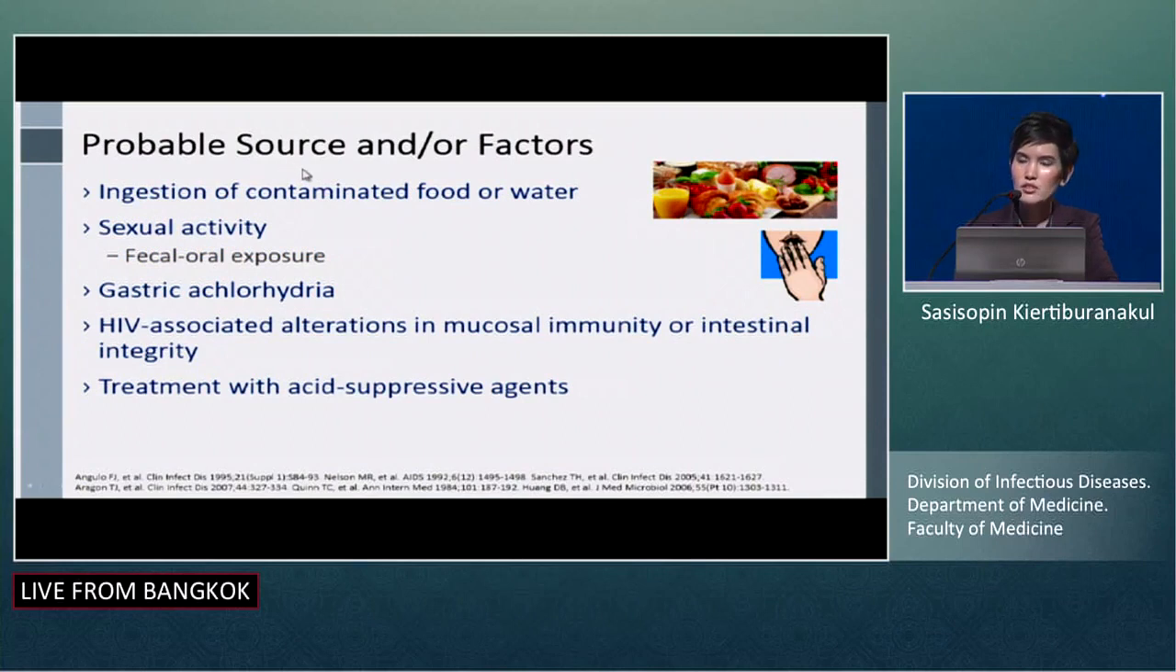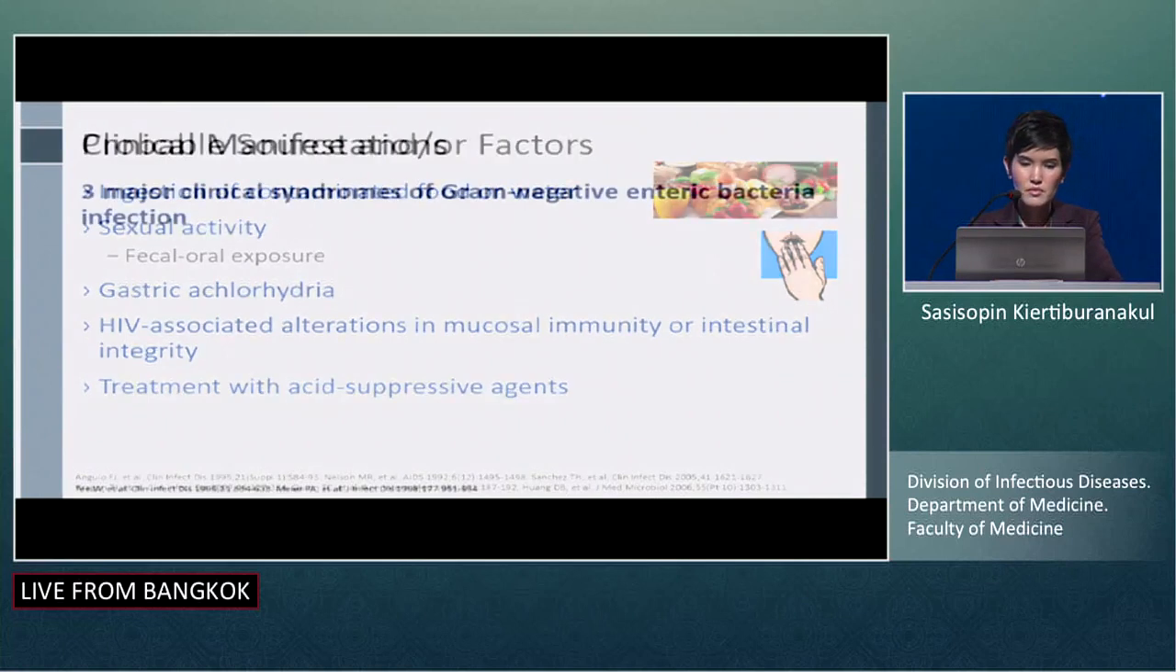So what is the source? What are the risk factors for gastrointestinal tract infection in HIV patients? Sometimes they have ingestion of contaminated food and water. About sexual activity, in MSM, they may get fecal-oral exposure. Also achlorhydria or HIV-associated alterations of mucosal immunity, and some patients take acid suppression agents.